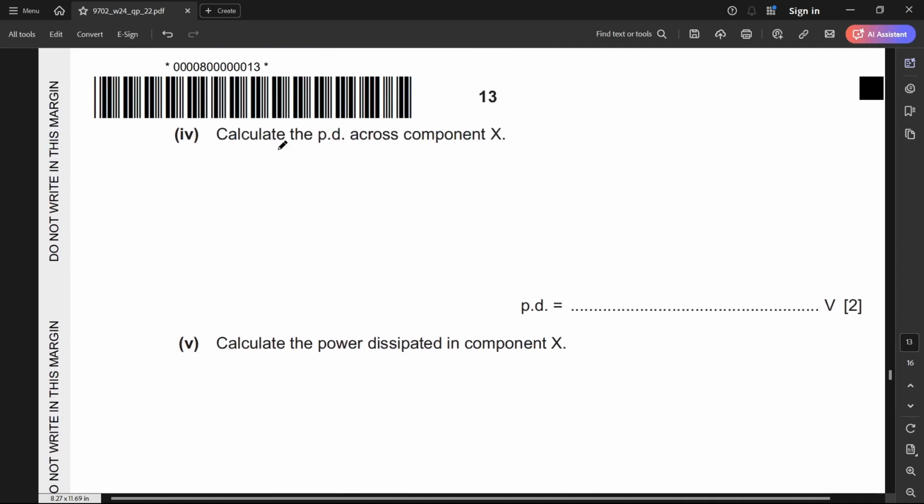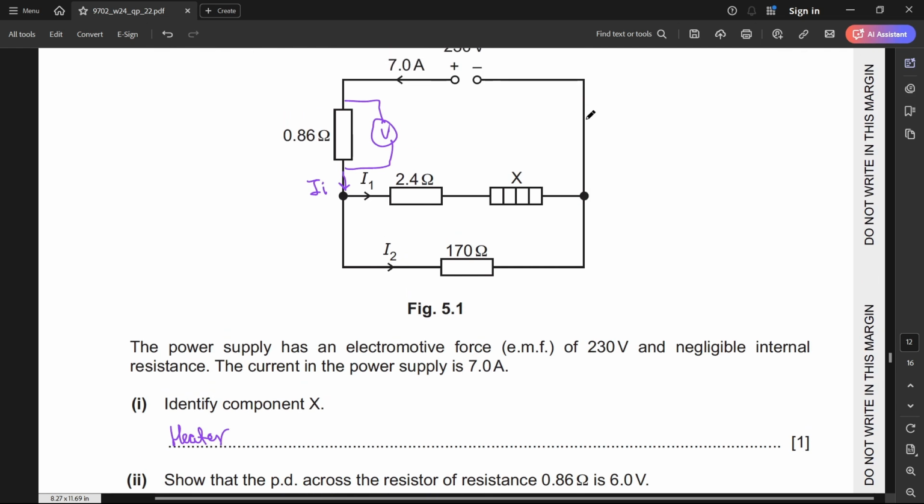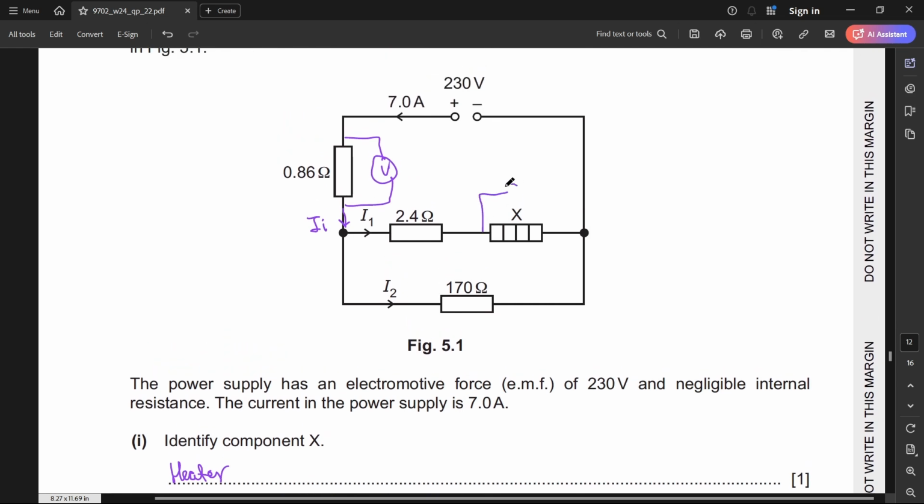Now based on this, calculate the PD across the component X. So now we have to find the voltage over here. We know that this is in series. If I talk about the first loop, there will be a potential difference of 6 out of 230, some potential difference over here also, and then I just have to take that away from the total 230, and that will be the remaining one over here. Because the current is constant, I can do that. In a series circuit, the current remains the same. In parallel, the voltage, the PD, remains the same.